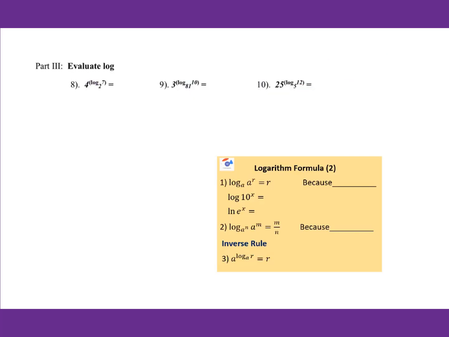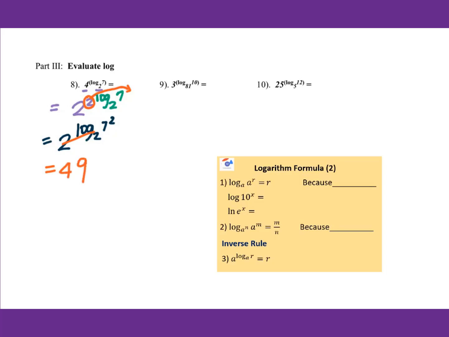Now let's go to number 8. We will make a base into 2. Therefore, 4 I can write down 2 squared. Then multiply by log base 2 of 7. Then this 2 we jump as exponent. You will get 2 to the log base 2 of 7 squared. This is gone. 7 squared equals 49.